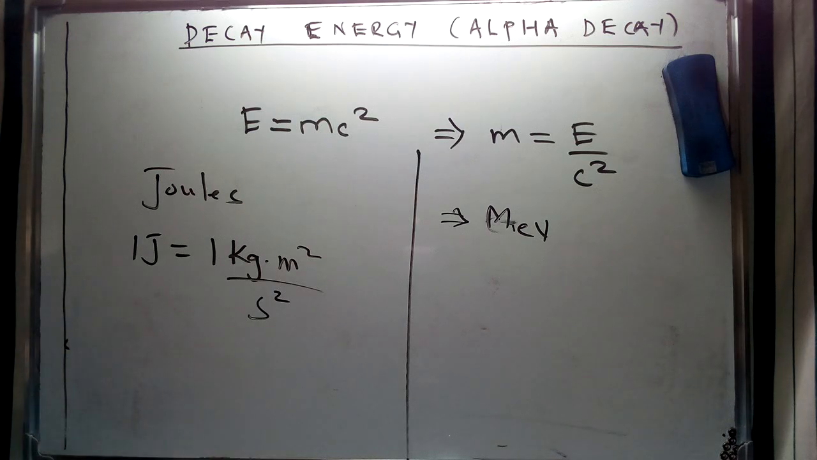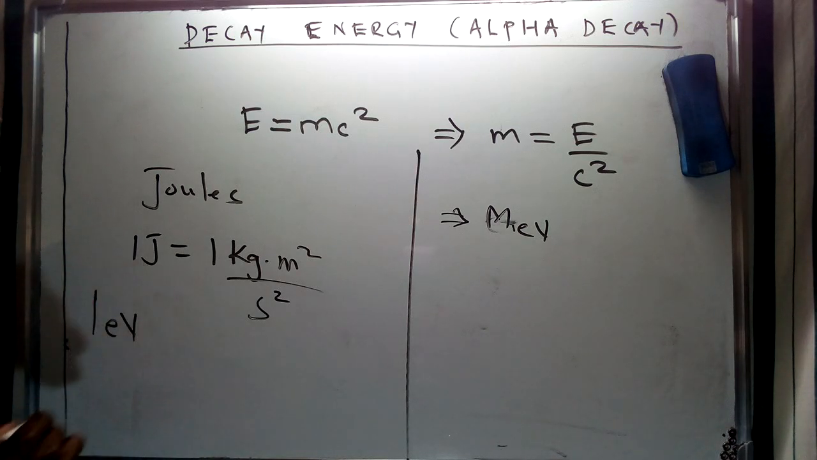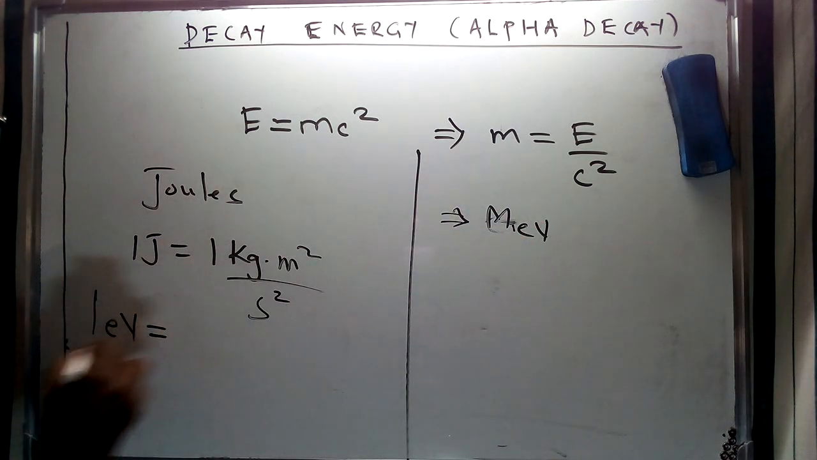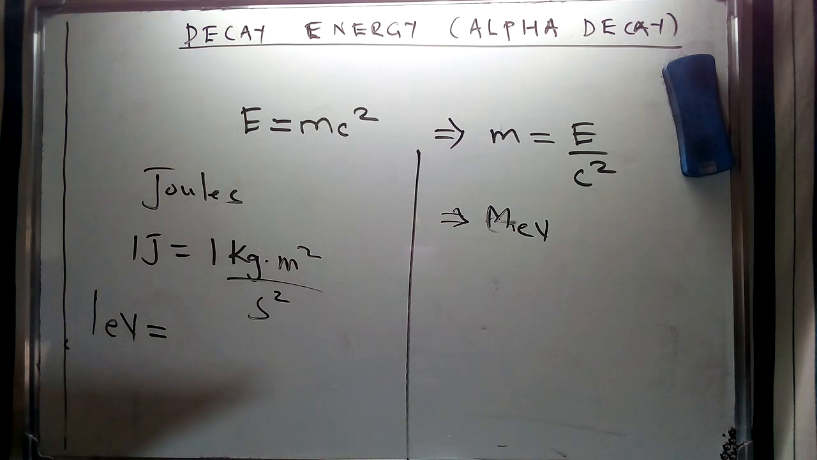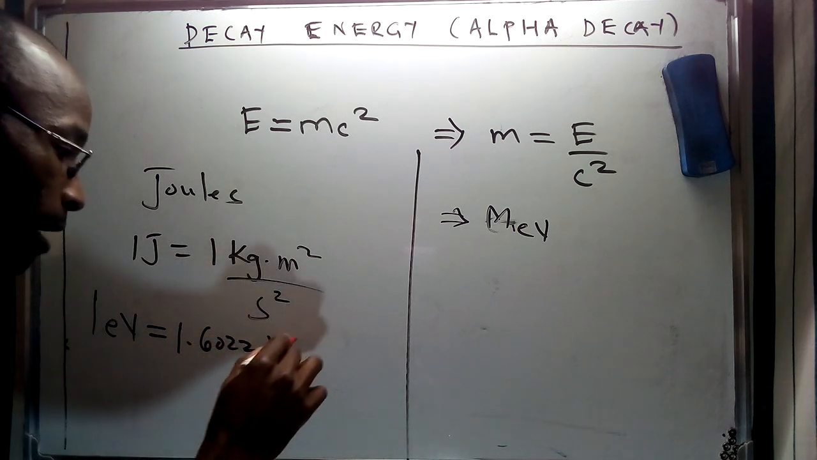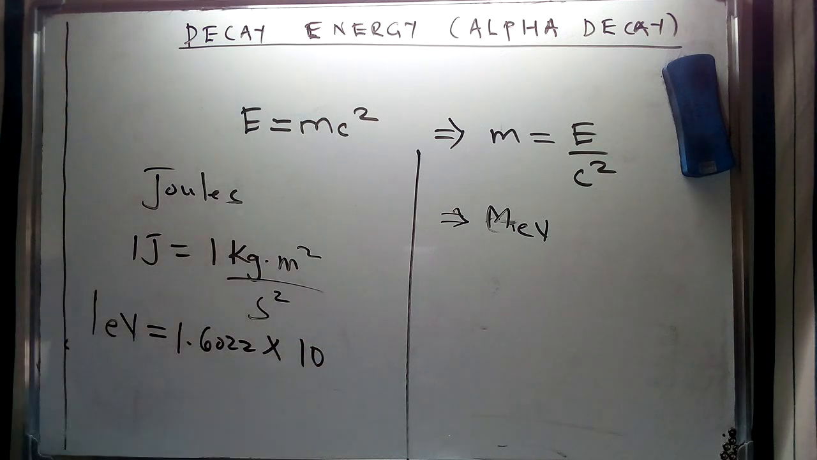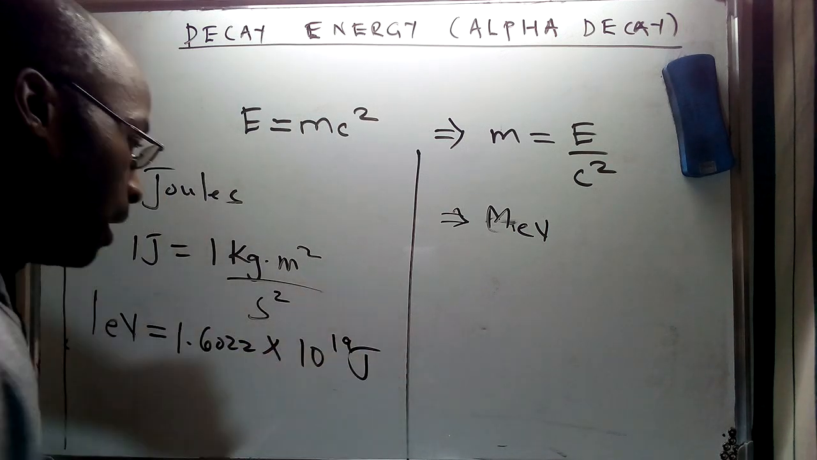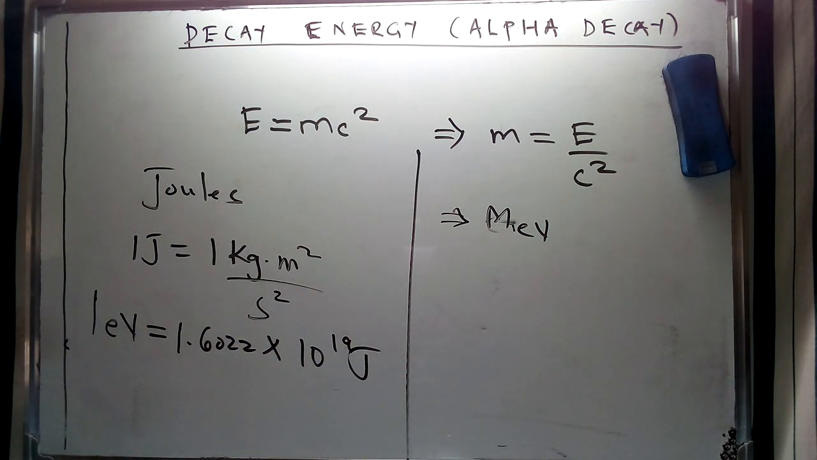In another conversion, we're going to see that 1 electron volt, the unit I've given for nuclear reactions, is equivalent to 1.6022 times 10 to the power of negative 19 joules.